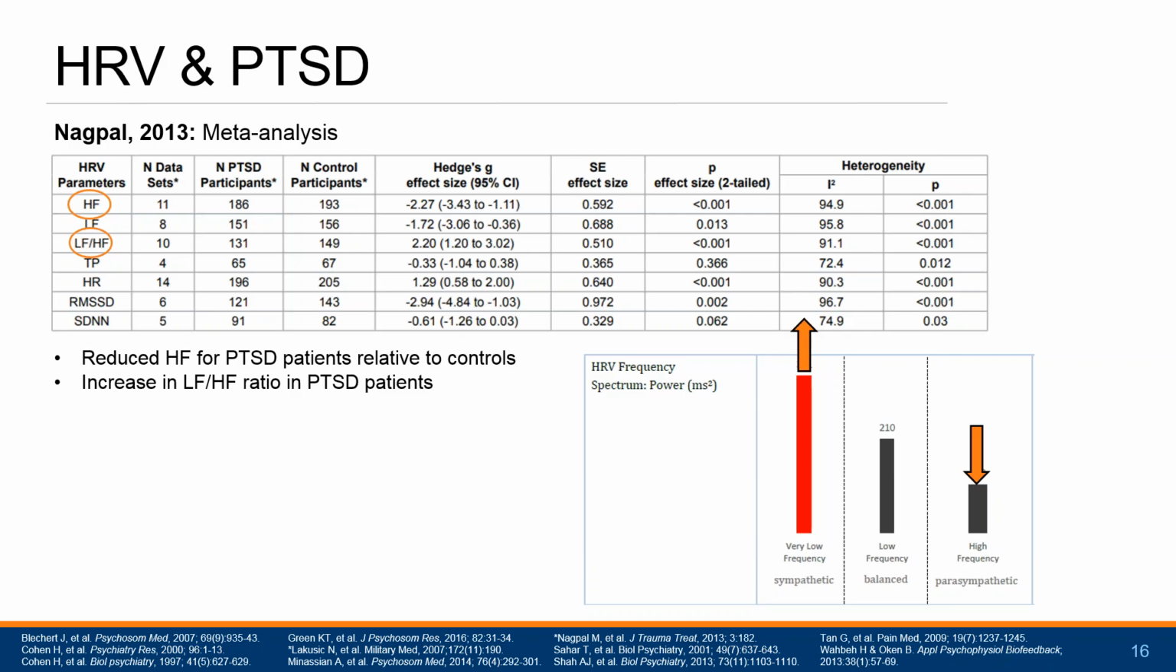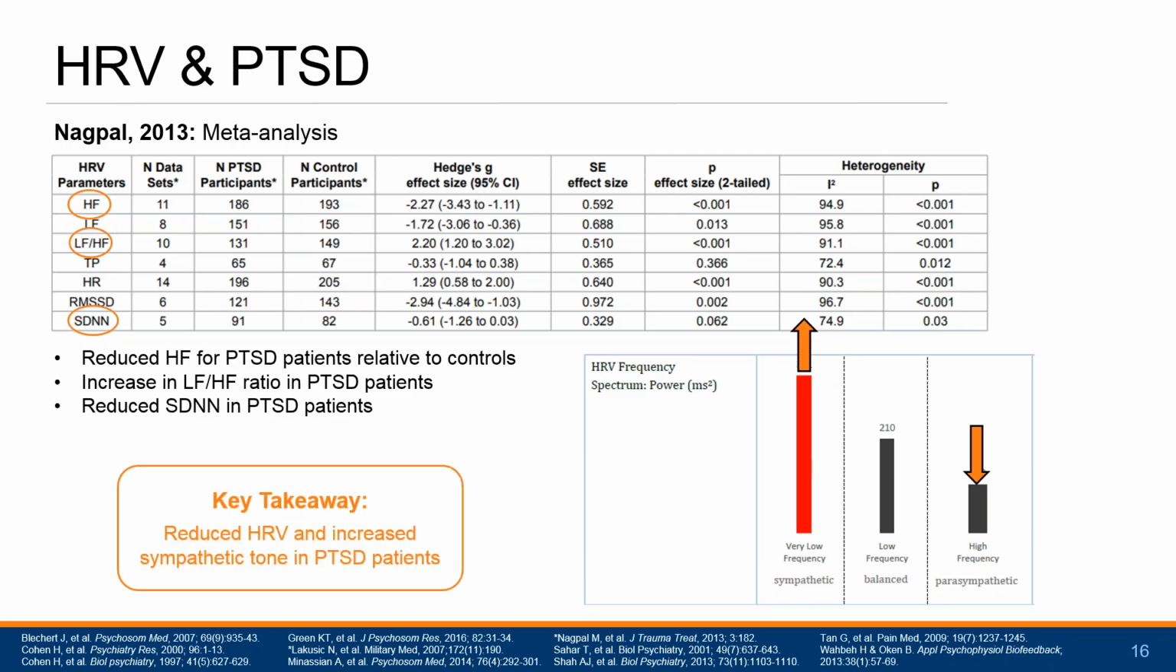There's an increase in that low frequency to high frequency ratio, meaning not only is their parasympathetic activity reduced, but their sympathetic activity is increased. So it's twofold. Not enough rest and digest and way too much fight or flight. And we also see a reduction in the time domain of heart rate variability, in reduced SDNN. So key takeaway here is essentially all the heart metrics you're looking at for heart rate variability. There's more than just shown on this graph in this table are affected in PTSD patients.